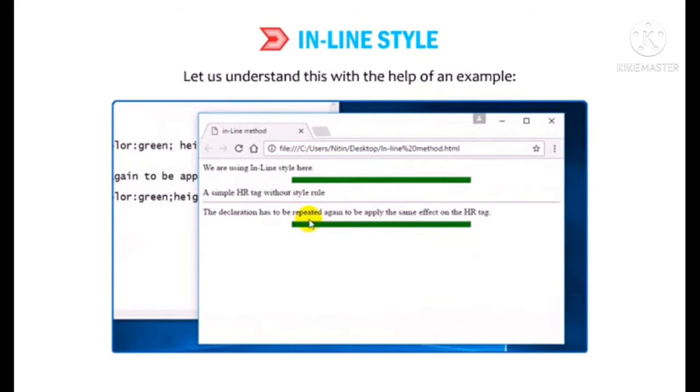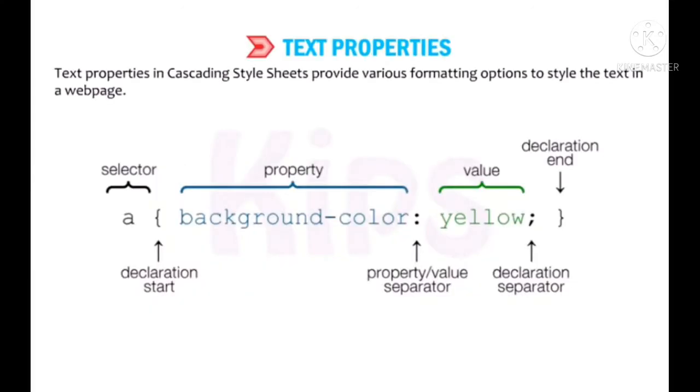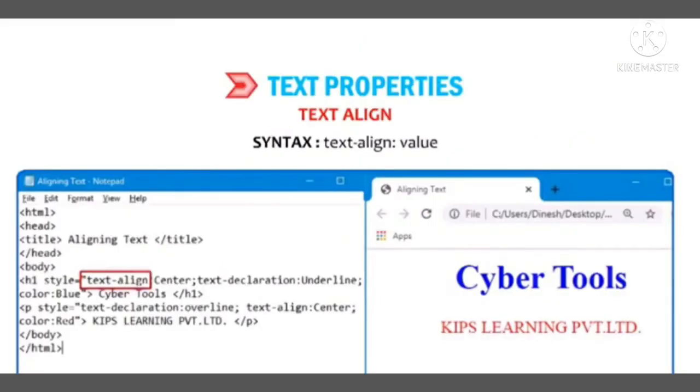Next topic is text properties, which provide different formatting options only to style the text in a web page. The first one is text align. As its name says, it is to set the horizontal alignment of the text, and it is generally applied to a block of text. Here you can see the syntax: text-align colon value, and value can be left, right, center or justify. It is to give alignment to a block of text.